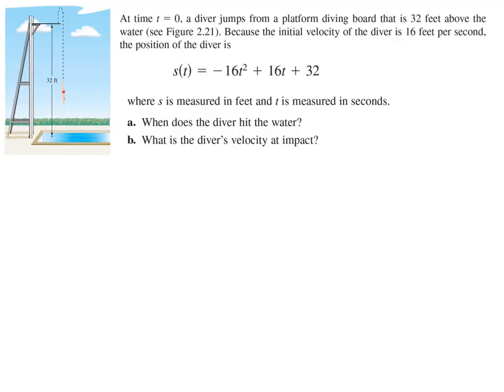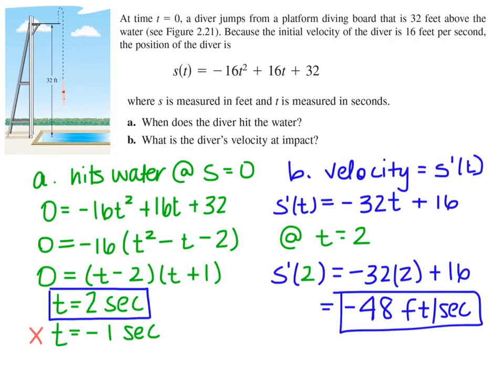Now let's work through an example of this. Let's say at time 0, a diver jumps from a platform diving board that's 32 feet above the water. Because the initial velocity of the diver is 16 feet per second, the position of the diver is this S of t equation here, where S is measured in feet and t is measured in seconds. Let's find two things: when the diver hits the water, and what the diver's velocity is at impact.